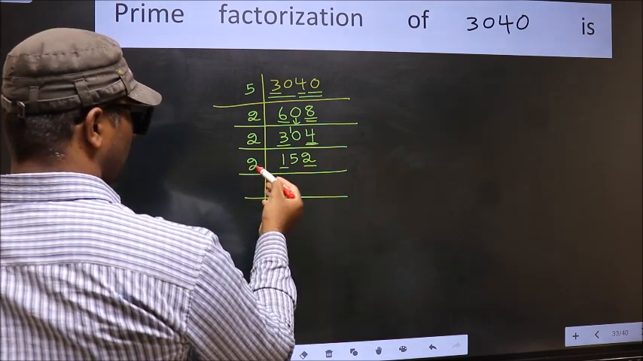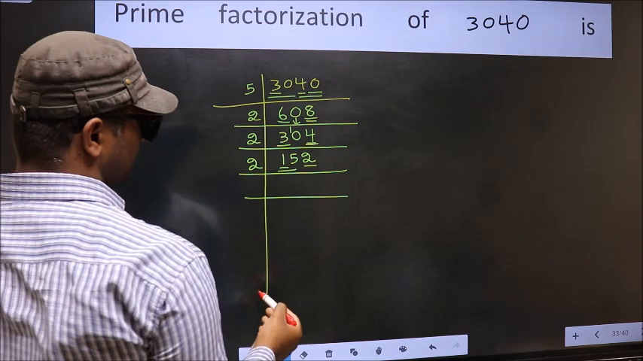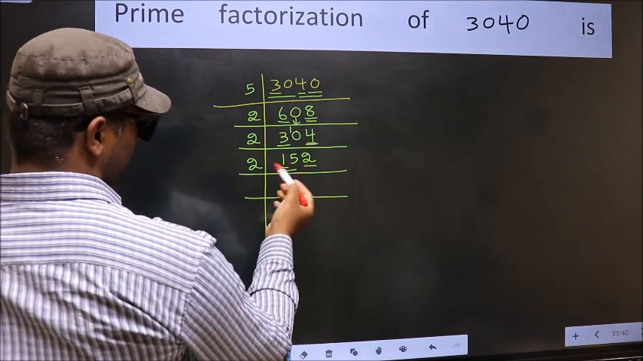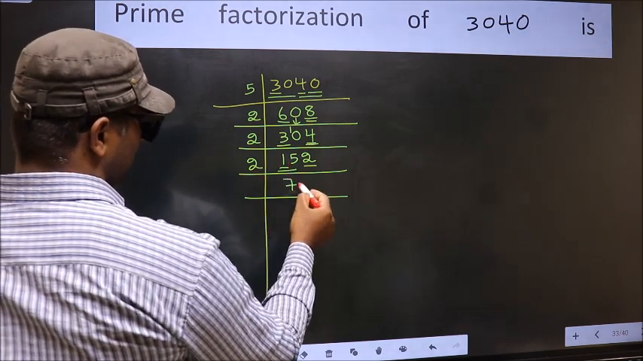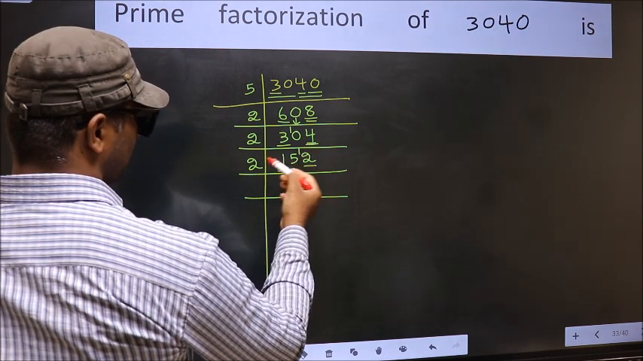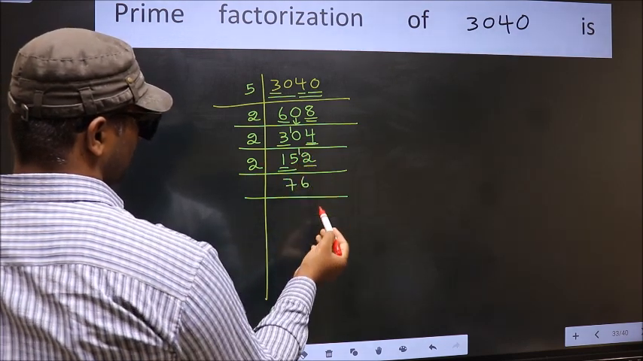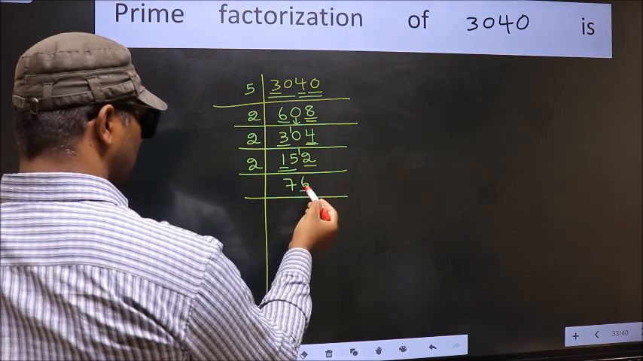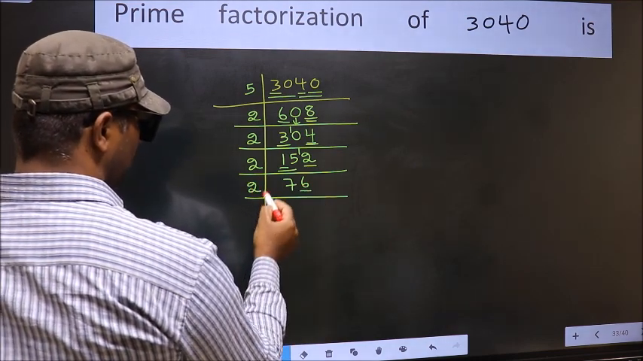Now the last digit 2, even, so take 2. First number 1 is smaller than 2, so 2 numbers, 15. A number close to 15 in the 2 table is 2 7s 14. 15 minus 14, 1, 1 carried forward, 12. When do we get 12 in the 2 table? 2 6 12.